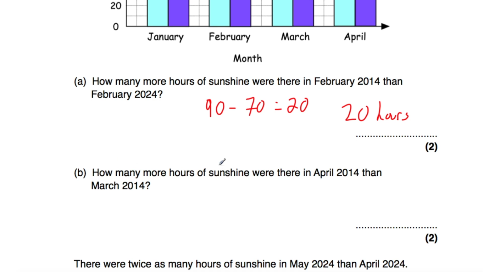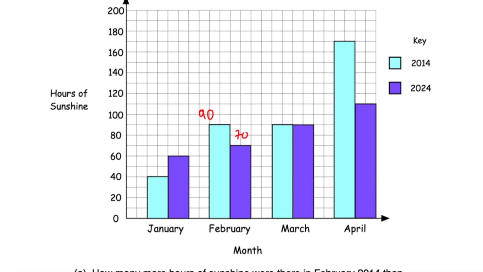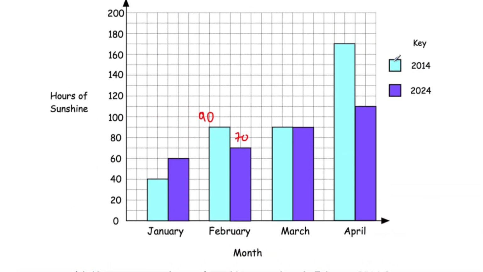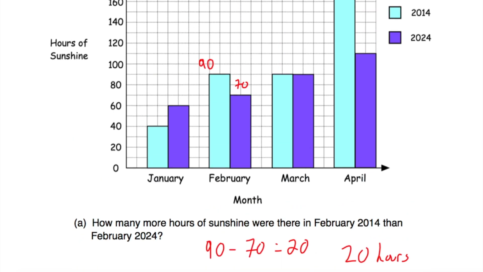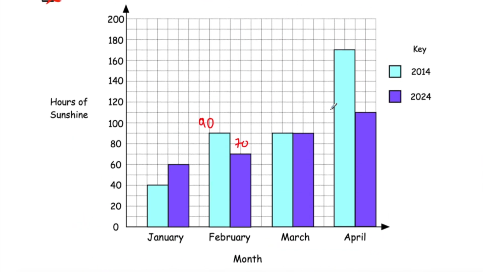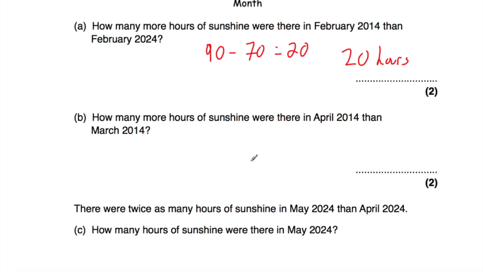Part B says how many more hours of sunshine were there in April 2014 than March 2014? So we're looking at 2014, so that's the lighter blue, and we want to know how many more hours of sunshine were there in April than March 2014. So we're looking at these light blue bars, this one and this one. So you can see here, that's 90 hours of sunshine in March, and in April 2014, that goes up to 170. So we're going to do 170 take away 90, and that'll be equal to 80. So there's 80 more hours of sunshine.